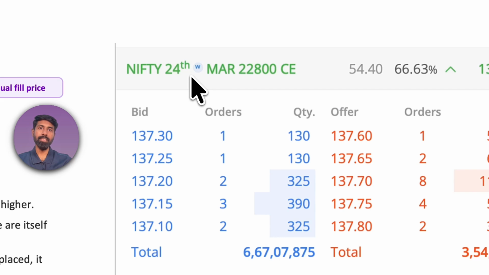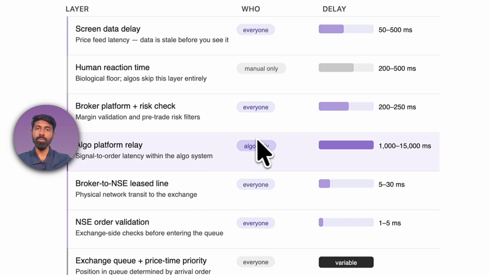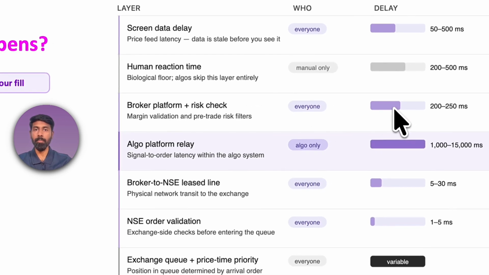Second, there is a human reaction time. In case you're not using algos, you are placing orders manually. By the time you place your order, this 136 could actually become 140, heavy slippage. So that is human reaction time. Third is broker platform plus risk check. When you place the order, your broker will also perform some risk checks, basically check whether you have capital, whether you have margin and all that. So there could be some time lost.